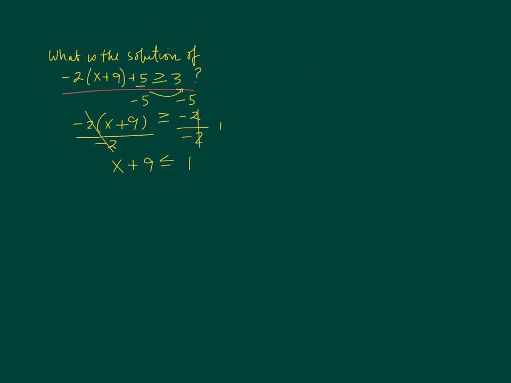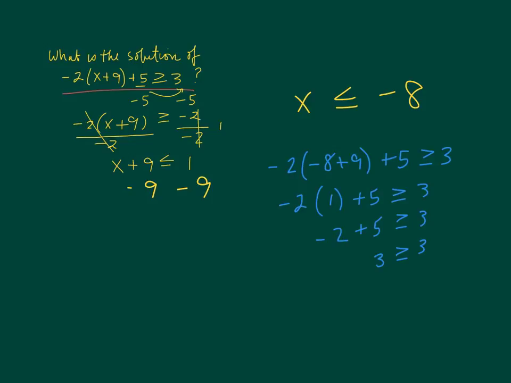Okay, and then as we write that, we know that we have -9, -9, and I know that x is going to be less than or equal to -8. So there you have it. Go back in, you can test it. I went ahead and filled in -8, so -8 is included because of the equal sign. And so we have x is less than or equal to -8.